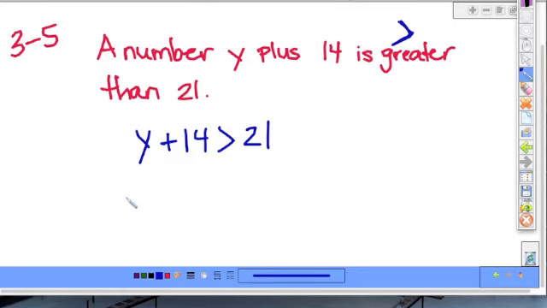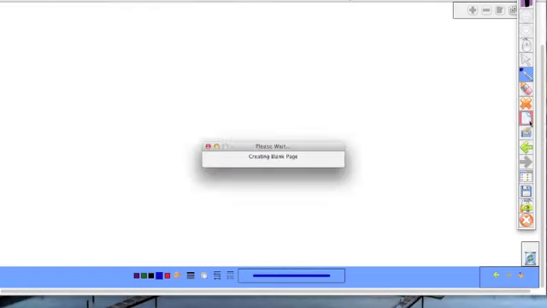A number t is increased by 7 is more than 11. All right, a number t is increased, obviously that means add, by 7, okay, is more than 11. There you go. So you just put it out how it says it and you'll be okay. Make sure that you read all of the little clues it comes with.